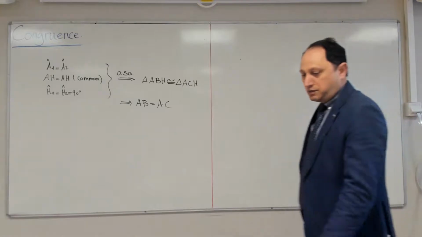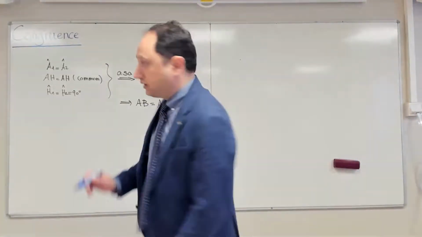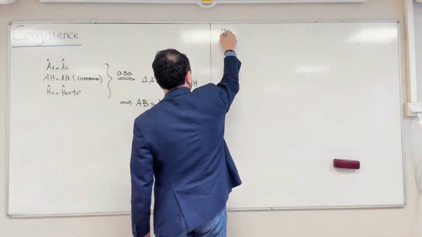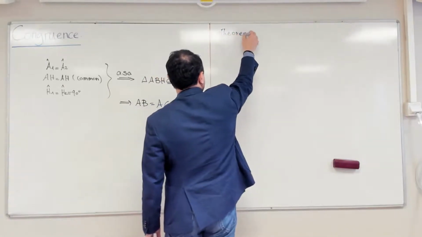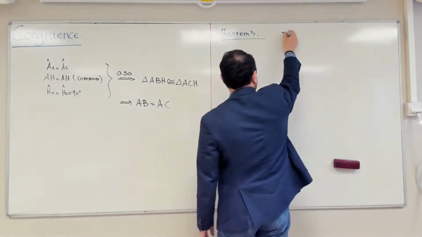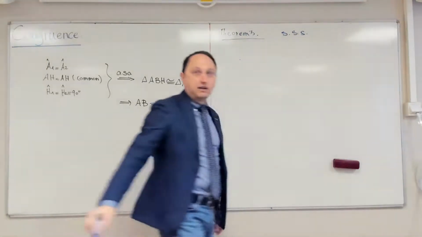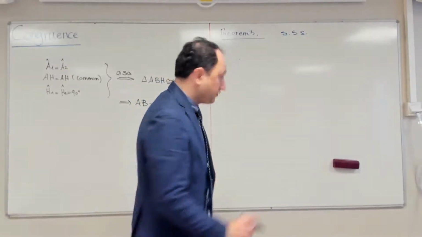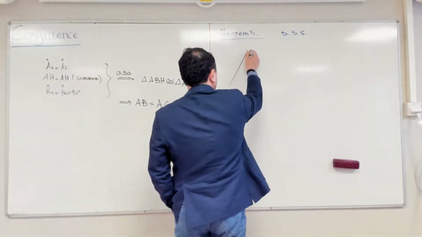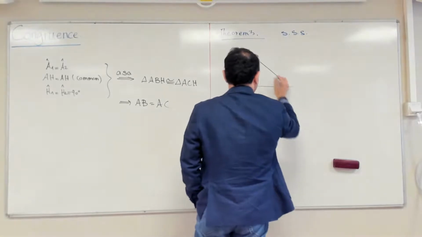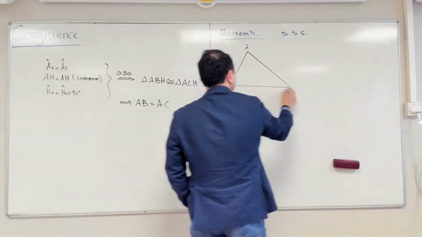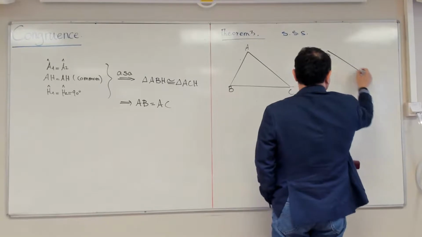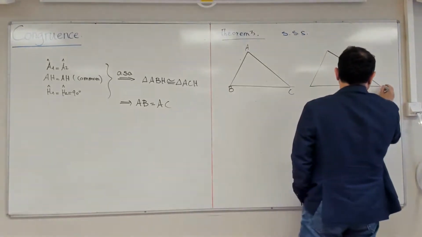Okay, so let me just draw another. This is the final theorem that you need to know. Theorem number 3. And this is called side, side, side. No angles involved. Yes? Okay, so let me just draw a picture here for you again. A figure. A, B, C. Yeah, I have to draw a copy, more or less the same copy here.